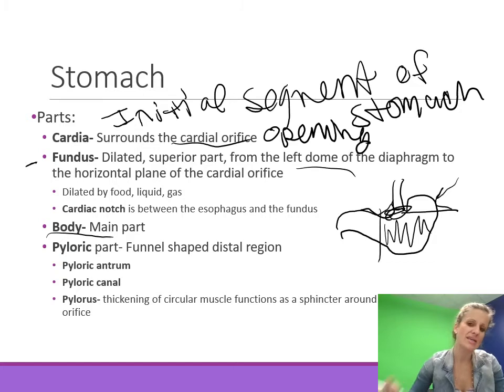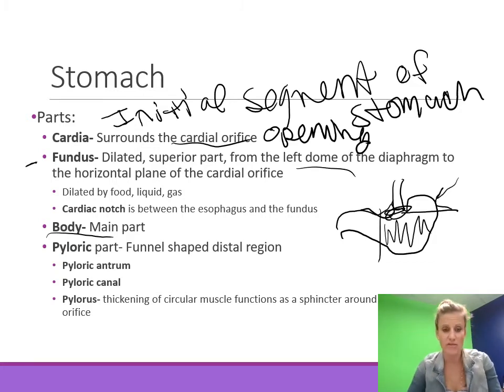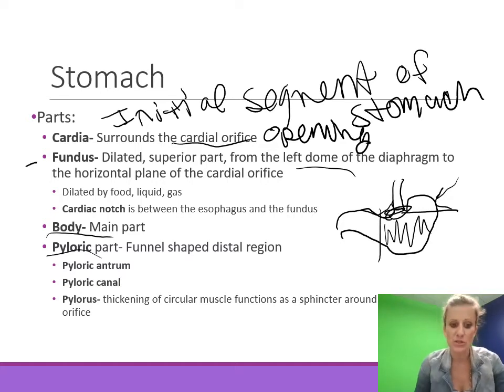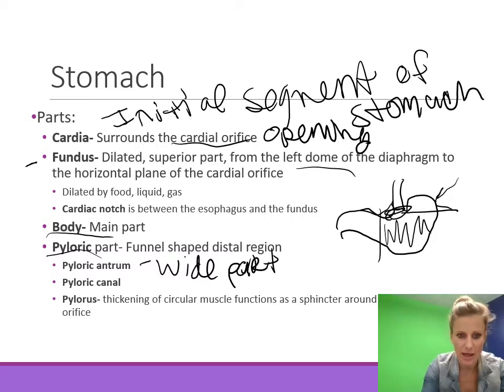And then the last funnel-shaped region, or it's kind of like J-shaped area of the stomach, is the pyloric part of the stomach. So again, the funnel-shaped region that thins out as the stomach heads towards the small intestine. The pyloric part can be broken up into the pyloric antrum, which is the wide part. And then the pyloric canal, which is the narrow part.